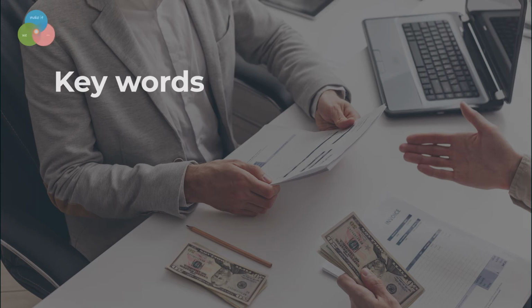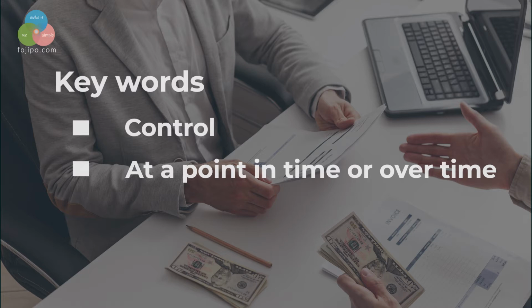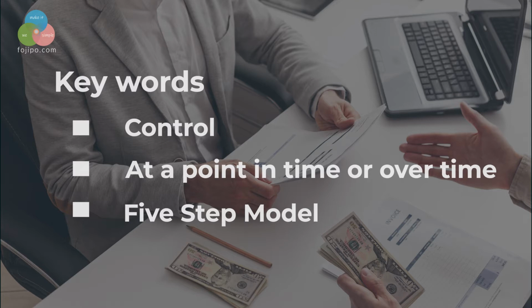In part 1, keywords to remember were control, at a point in time or over time, and 5-step model. Control means a vendor will recognize revenue when control of the goods and services has been transferred to the customer. At a point in time or over time means revenue is recognized either at a point in time or over a period of time. And 5-step model is a principle and guidelines laid down by IFRS 15 or US GAAP Topic 606, which you must apply to determine when and how to recognize revenue.